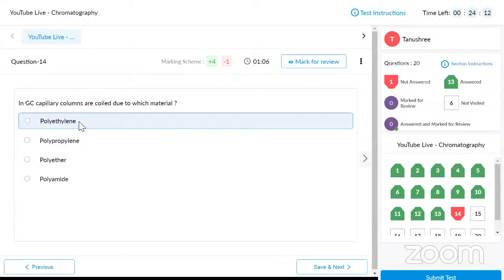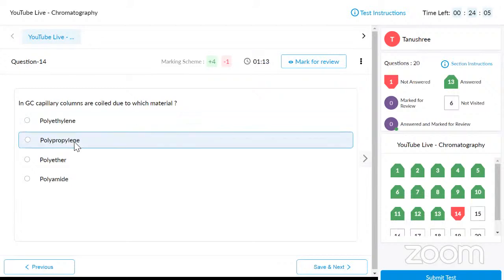So it is not polyethylene. Why? Because polyethylene is not a waxy polymer. It is quite viscous in nature. It is not polypropylene, because polypropylene also falls in the category of polyethylene. So again, this polymer is not going to be your answer. Then again, you have the polyether. Polyether is also a very liquidy kind of polymer. So that will again not uniformly coat the internal walls or the diameters of your column.